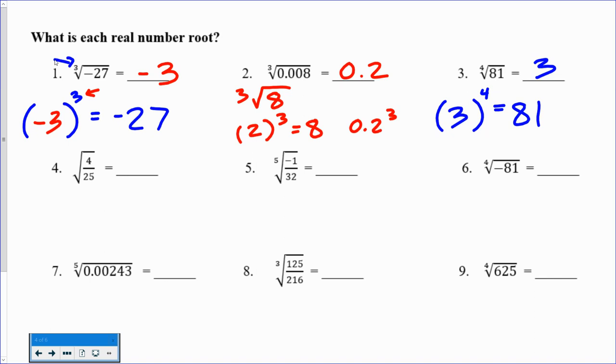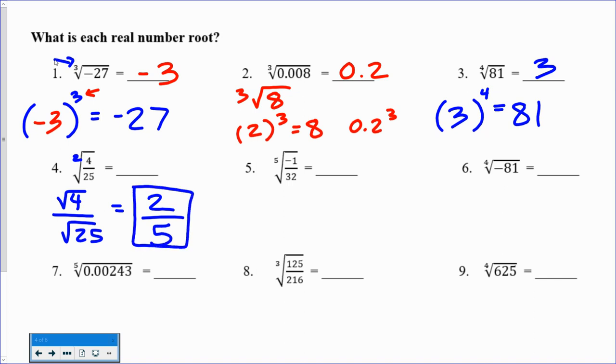Okay. With 4 and 5, both of those are in fraction form, so you can separate them and take the square root of each individually. There's no number here. You can write a little 2 if you want, but you never knew that there needed to be a number next to it to be a square root. So not necessary. So the square root of 4 is 2. The square root of 25 is 5. So 2/5 would be my answer.